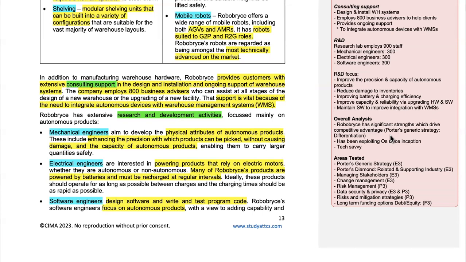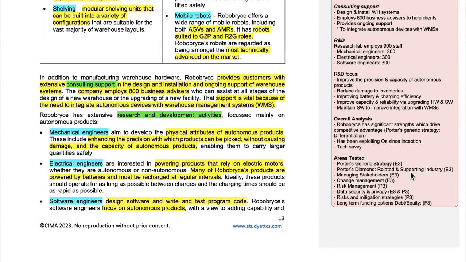And the company has been exploiting opportunities since inception, and the company is tech savvy. Why am I saying it? Because they have adopted automation within their manufacturing and assembly operations, and these are the same type of solutions which they offer to global clients. So the type of areas or knowledge areas which can be tested based on all this information is your knowledge pertaining to Porter's generic strategy, which is covered under the E3 syllabus.